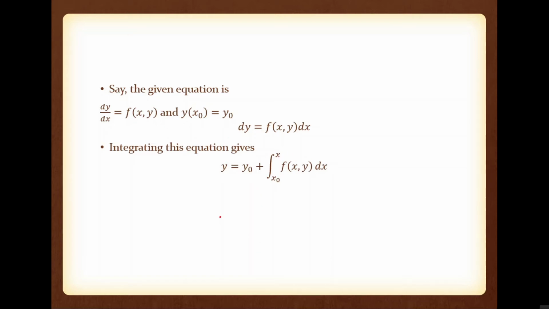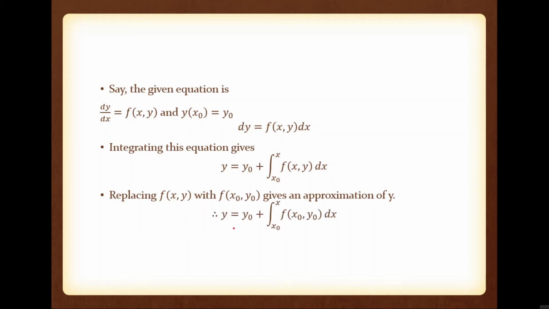Okay, so with that assumption, we are replacing f of x comma y with f of x0 comma y0. Then we can write y is equal to y0 plus integral x0 to x f of x0 comma y0 dx. Means if x is very close to x0, we are assuming that this f of x comma y is constant. It is not changing. This quantity is not changing if x is very close to the initial value x0.